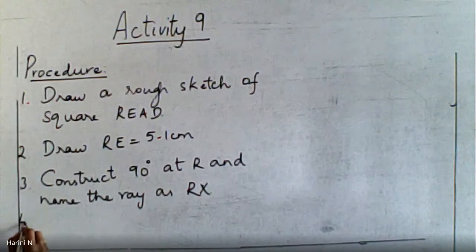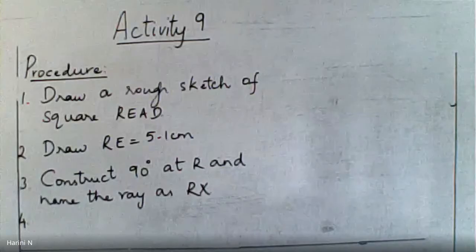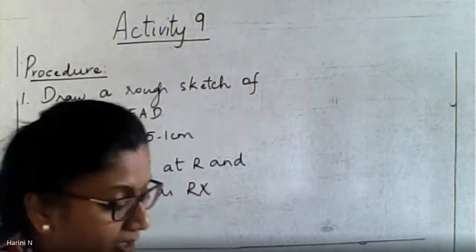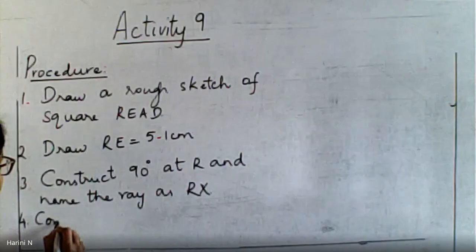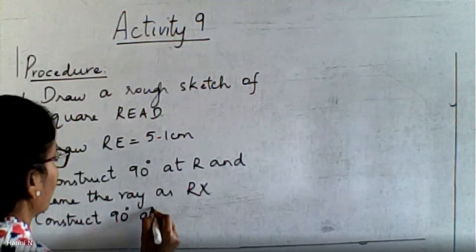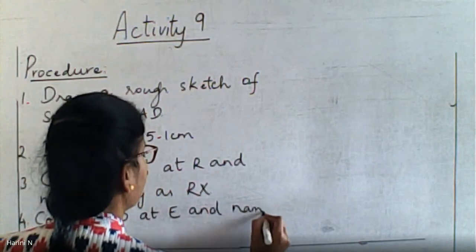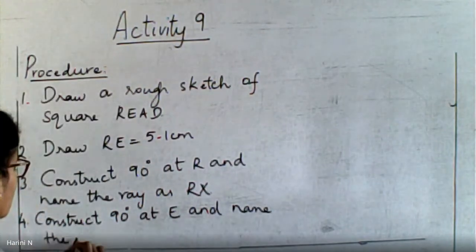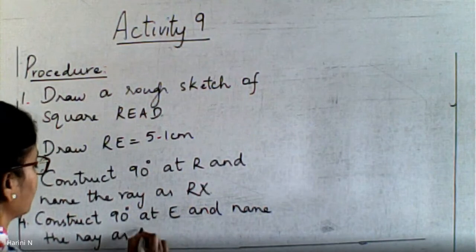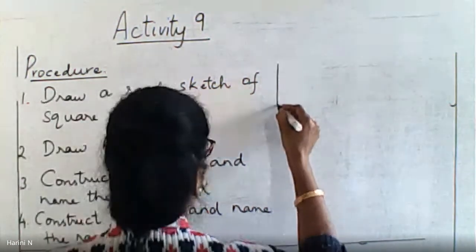Fourth step, and then the same way, construct a 90-degree angle at E and name the ray as EY. Construct 90 degrees at E and name the ray as EY. Right? That's the next step.